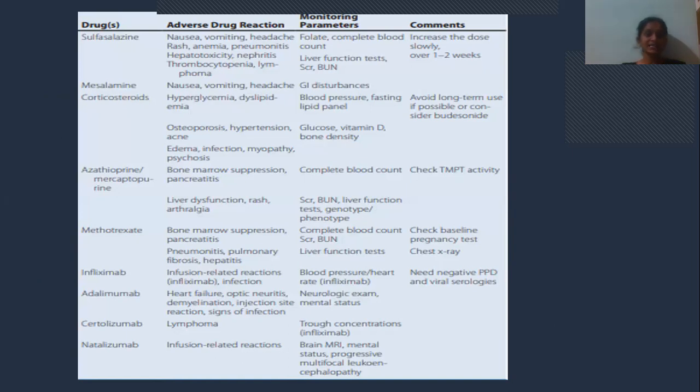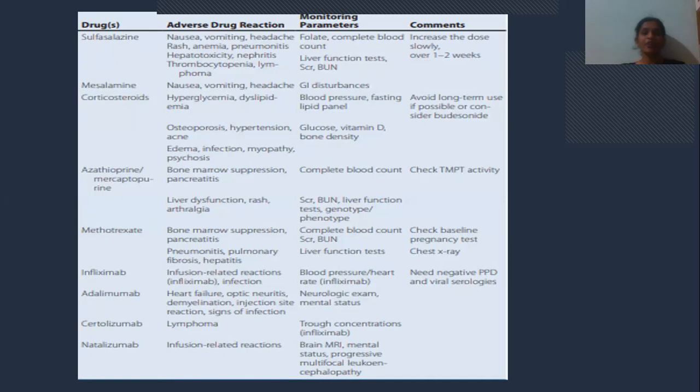So when sulfasalazine is given, what we have to monitor: we have to check for folate, complete blood count, liver function test, serum creatinine, blood urea nitrogen. When we are giving this, we have to check whether these parameters are normal or not. When we are giving mesalamine also, we have to check whether there are any GI disturbances.